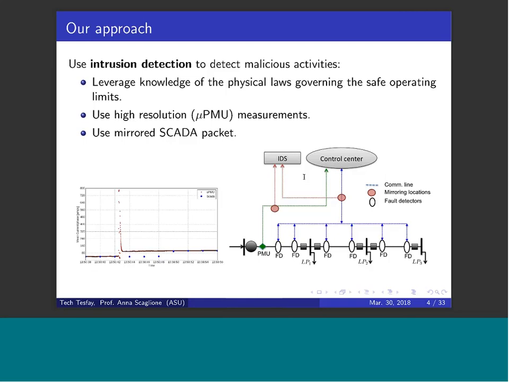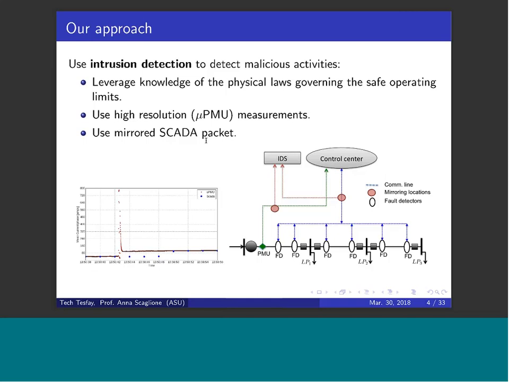So our approach for detecting these attacks is we propose an intrusion detection mechanism to first detect that there is an ongoing malicious activity. And we do this by leveraging the expert knowledge about the physical laws. It's a cyber physical system. We need to have an expert level knowledge about the physical laws that govern the safe operating limits of the grid, and we need to incorporate this into the rules we use to identify the malicious activities. And we use data input measurements, high resolution measurements from micro PMUs appropriately placed in the important locations in the grid.